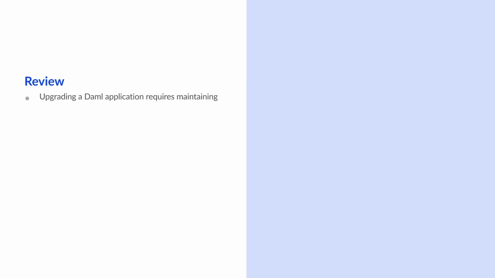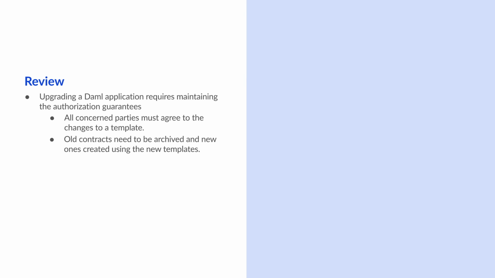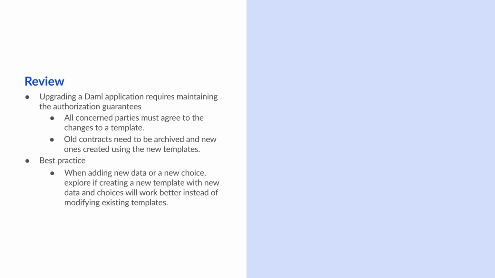Upgrading a Daml application is different from upgrading other types of applications because the authorization guarantees of a smart contract need to be maintained. All concerned parties must agree to the change. Contracts based on the old template need to be archived, and new ones need to be created with the new template. This requires that you design your upgrades in such a way that you cause minimal changes to what already exists. For example, in the case of adding KYC data or a new choice for adding observers, you added a new template with new data and choices instead of modifying the old templates.